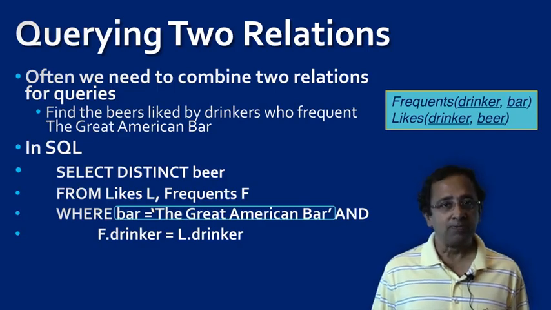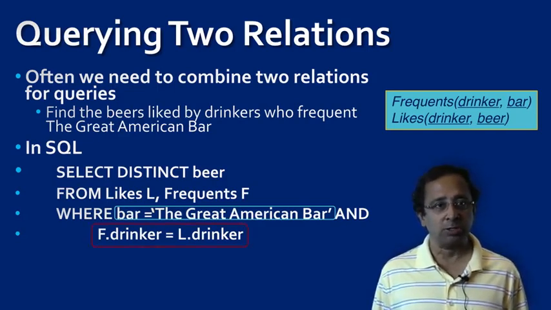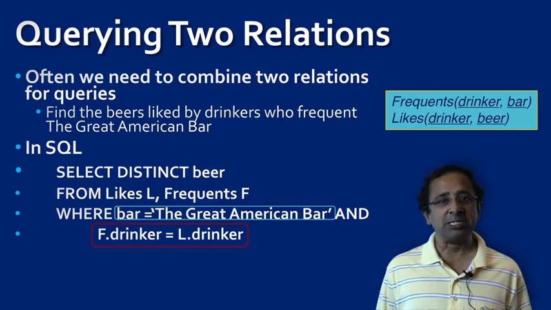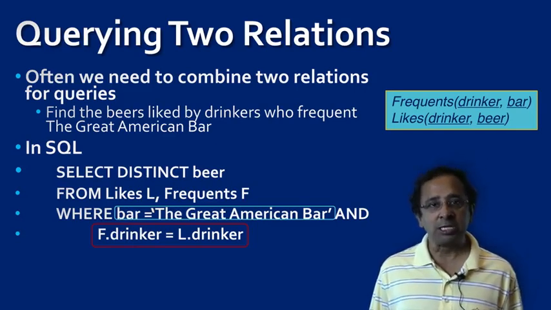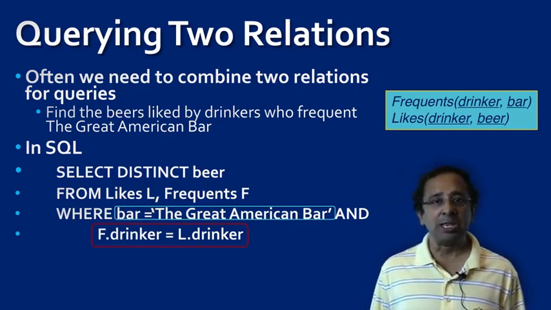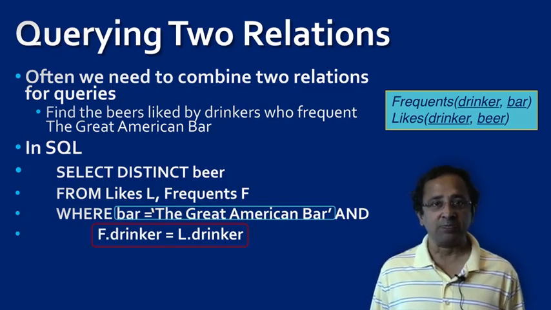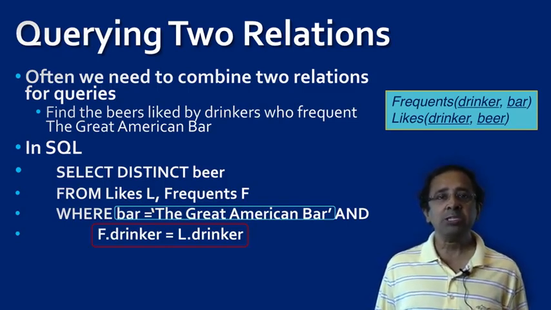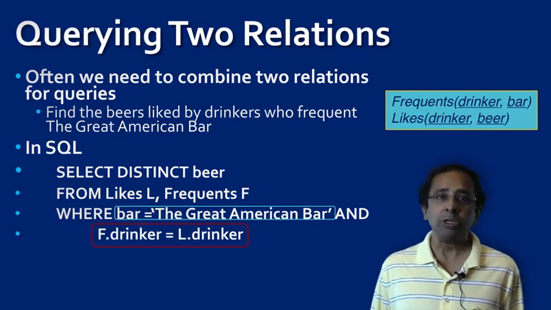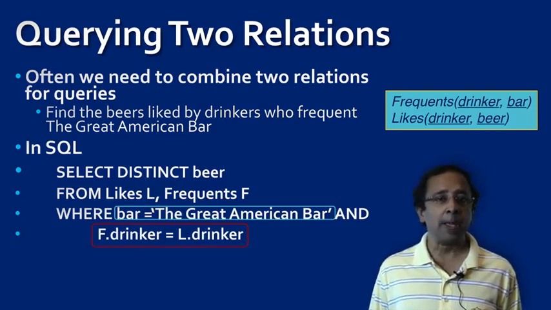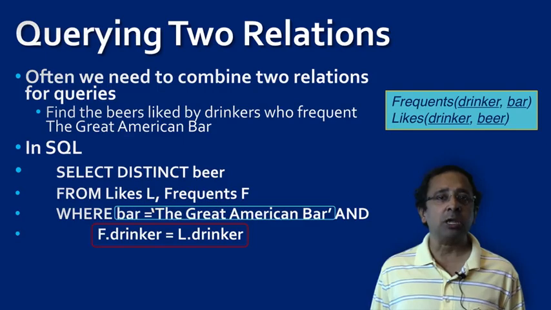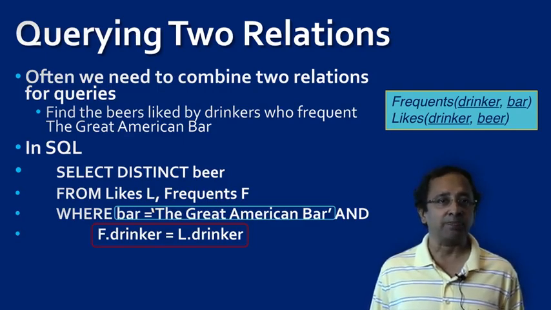The second kind is a join condition, which says that the drinker's attribute in the frequents relation is the same as the drinker's attribute of the likes relation. We encode this in SQL in the last line of the query using aliases. Why did we not say L.beer in the select clause or F.bar in the first condition? We could have. The query would have been equally right, but we are using a shortcut because we know that these attributes are unique already in the query.